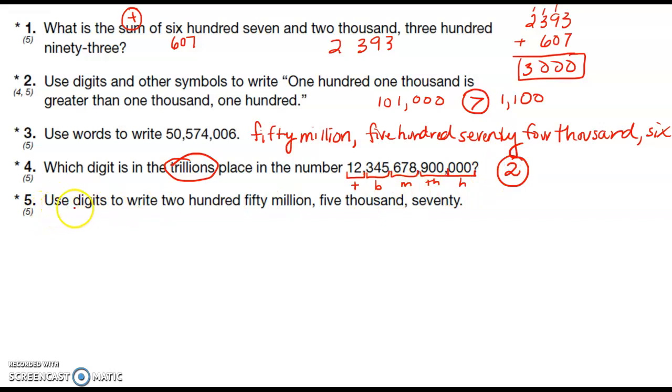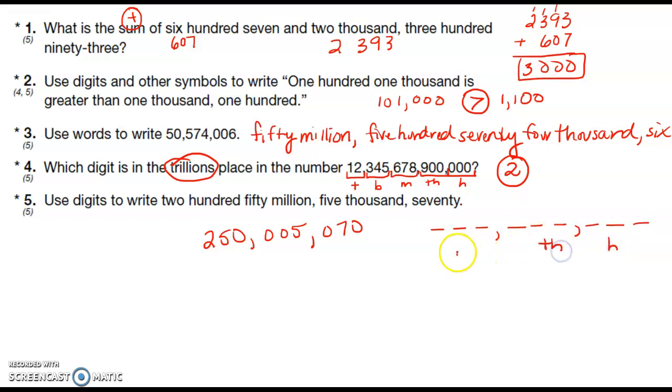Number 5, use digits to write 250 million, 5,070. Okay, this would have been easier if I had done it the way that I did it in the practice set. So these are my hundreds, these are my thousands, these are my millions. 250 million would go right here. 5,000 would go here, and I'd know that I have to fill this in with zeros. And then 70 would go here, and I'd have to fill that in with a 0.